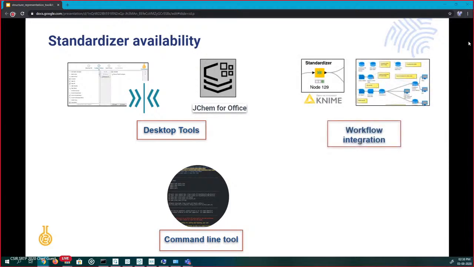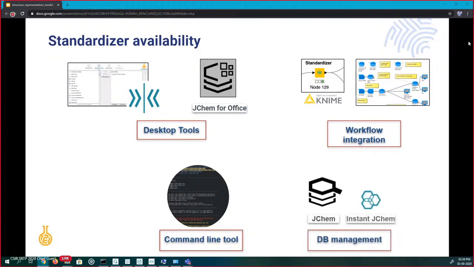They are also available in workflow integration. In the later part of the training sessions, when we have the KNIME session, you will see these nodes in much more detail. Not only KNIME, they are also available as a component of Pipeline Pilot. And of course, they are also built into our database engines, such as JChem and Instant JChem. In the previous session, we showed you the Instant JChem demo. Briefly, we touched upon that. So remember that all these tools, which I am going to explain in much more detail, are also available from the GUI of Instant JChem.